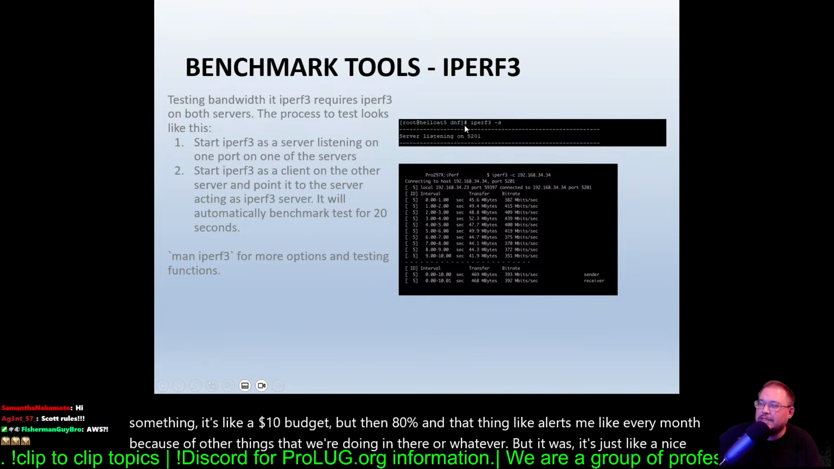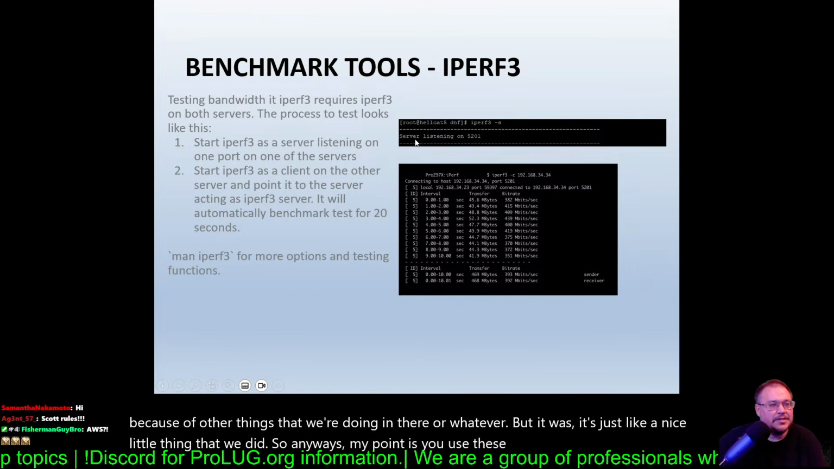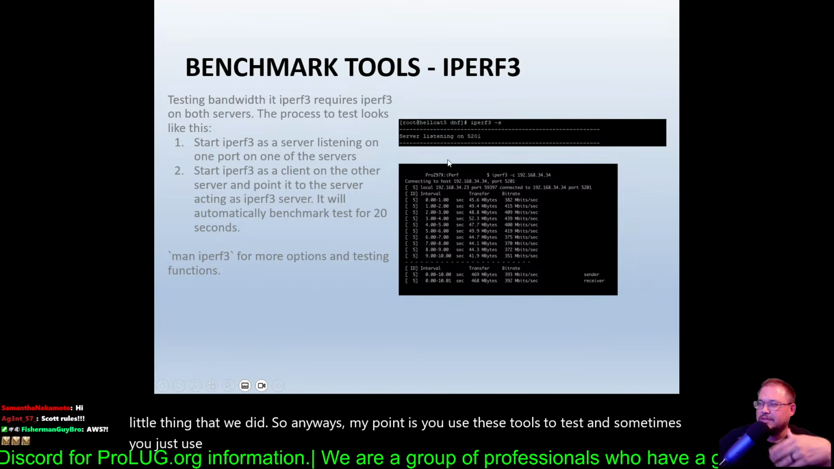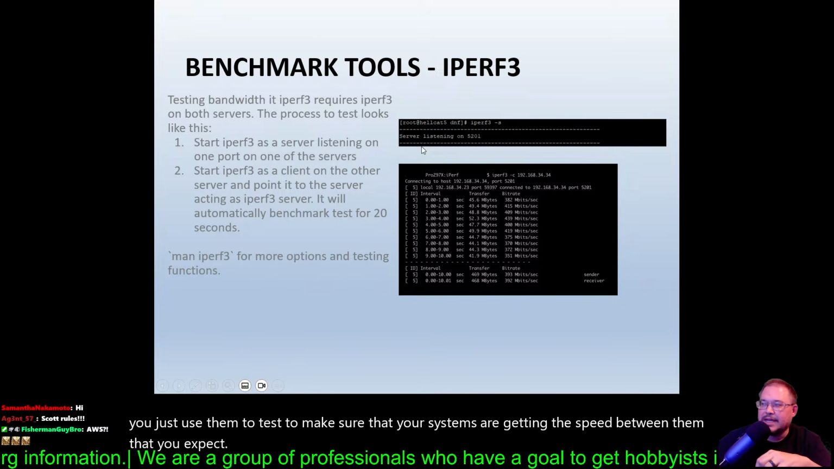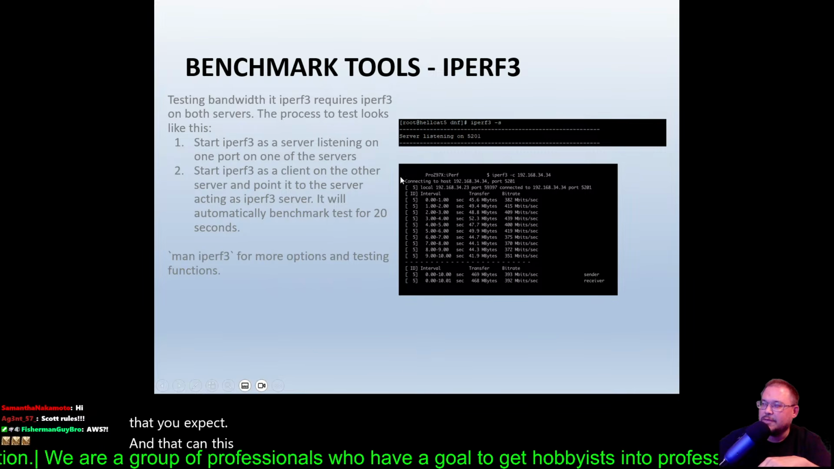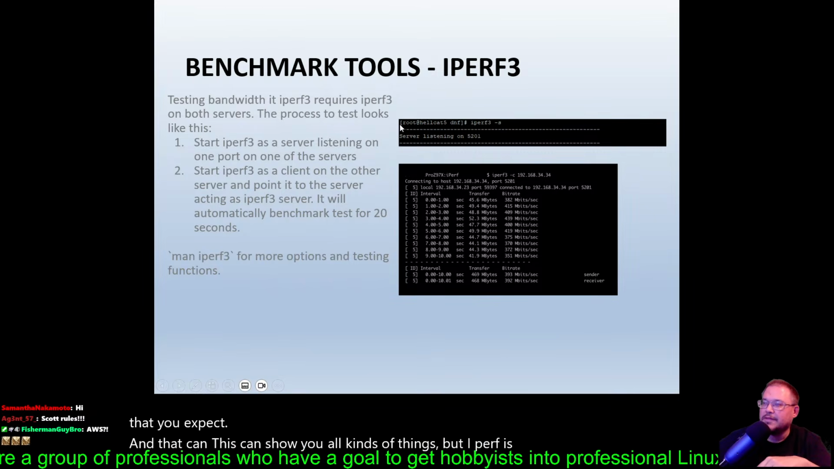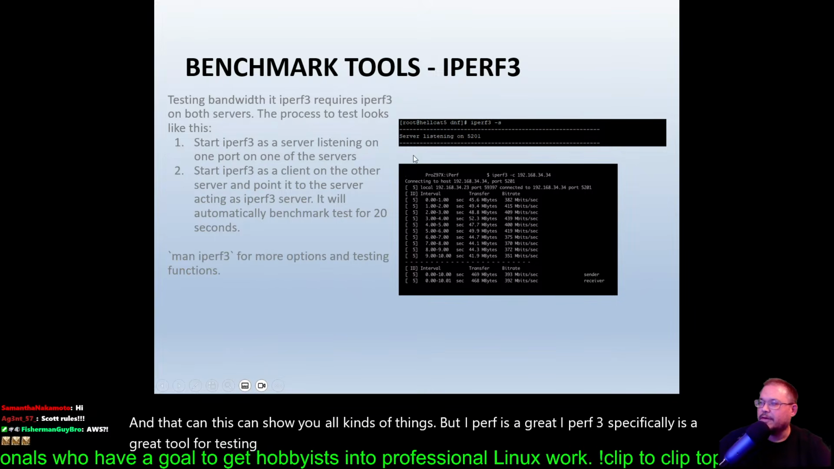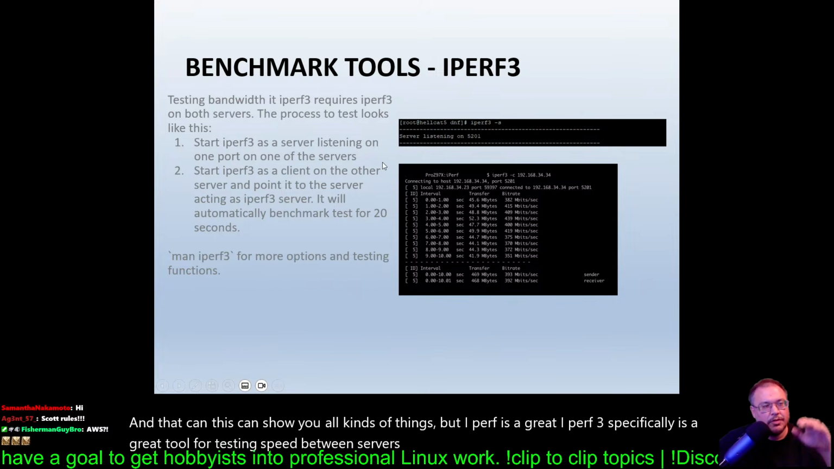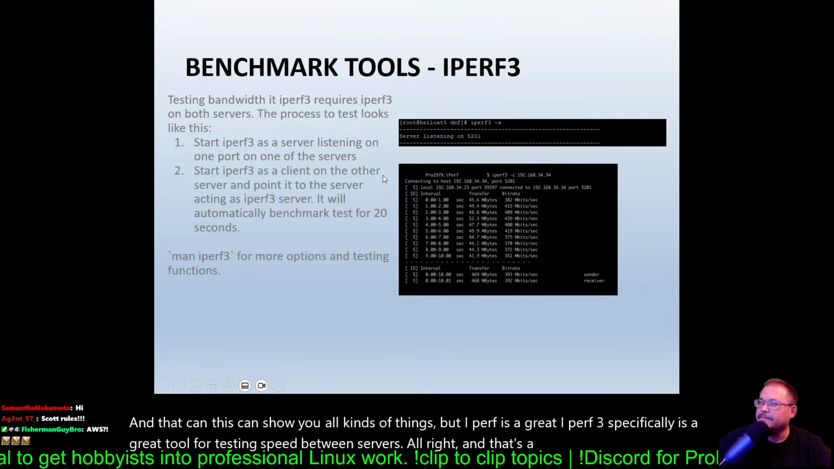So anyways, my point is, you use these tools to test, and sometimes you just use them to make sure that your systems are getting the speed between them that you expect. And this can show you all kinds of things. But iPerf 3 specifically is a great tool for testing speed between servers. All right, and that's network actual throughput speed, right?